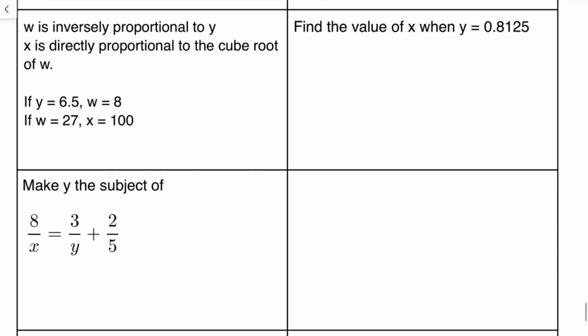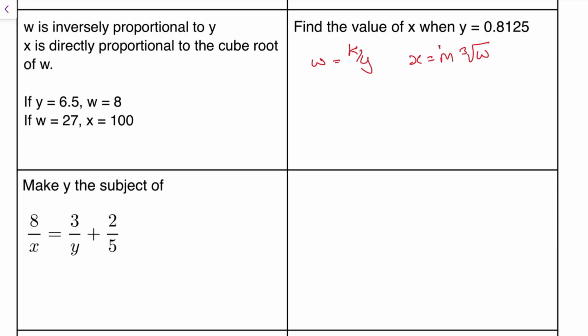Next question. Okay, double proportion, I think. W is inversely proportional to Y. So W equals K over Y. And then it says X is directly proportional to the cube root of W. So X equals, now I need a different letter. So directly proportional to the cube root of W. So X equals M times the cube root of W. So two equations. Then it says if Y equals 6.5, W equals 8, find the value of X.